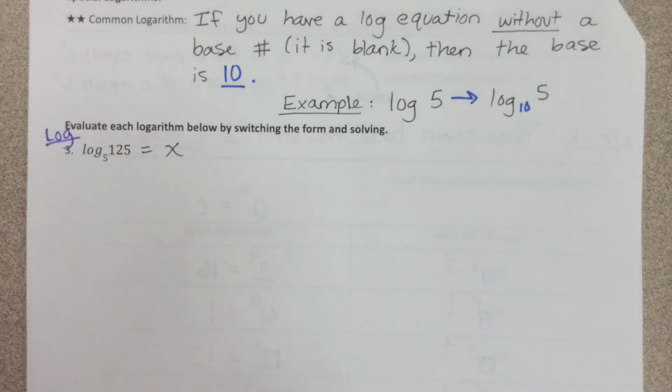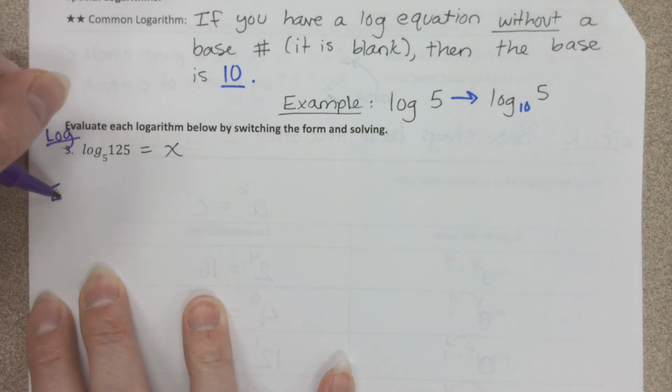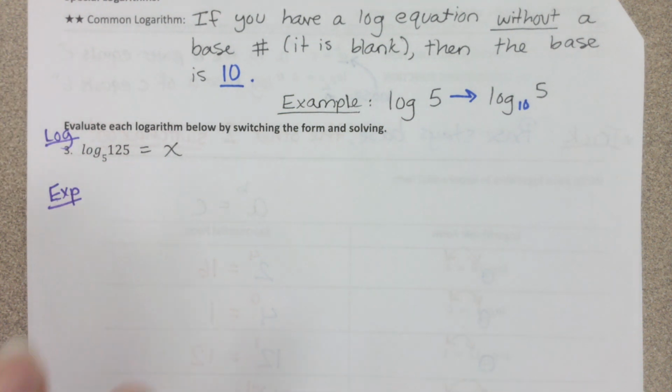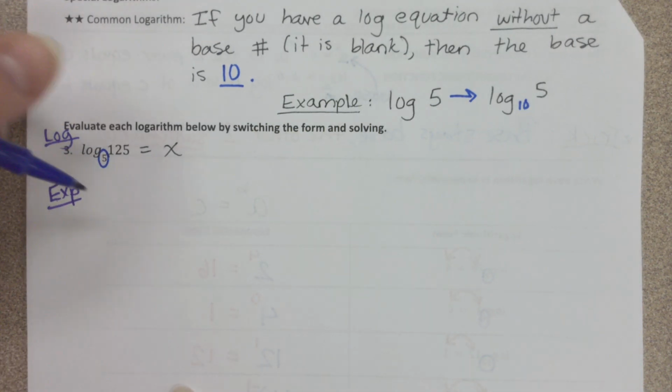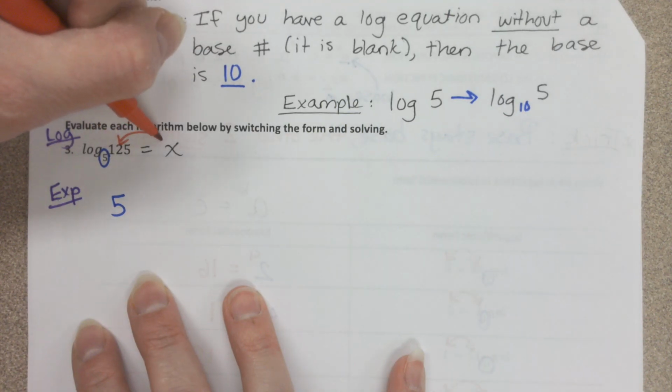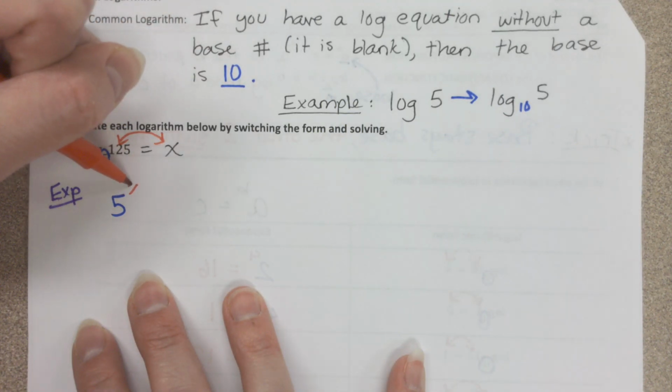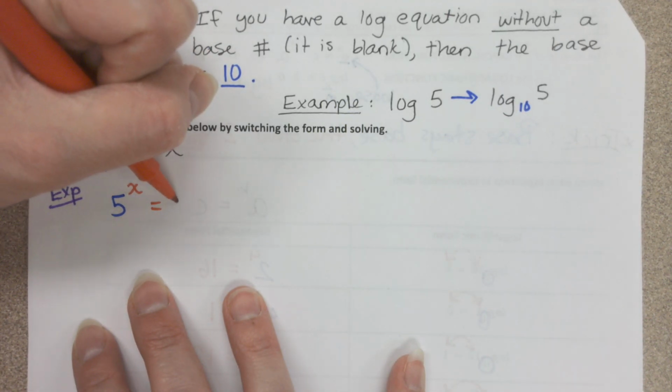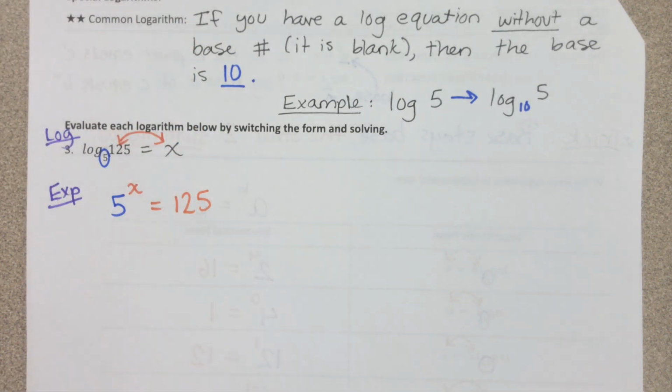In order to solve this, I'm going to have to switch the form, which is why we just did 8 examples of switching the form. So I'll switch it to exponential form. Base stays base. My base is 5. The other two switcheroo. 5 to the x power equals 125.